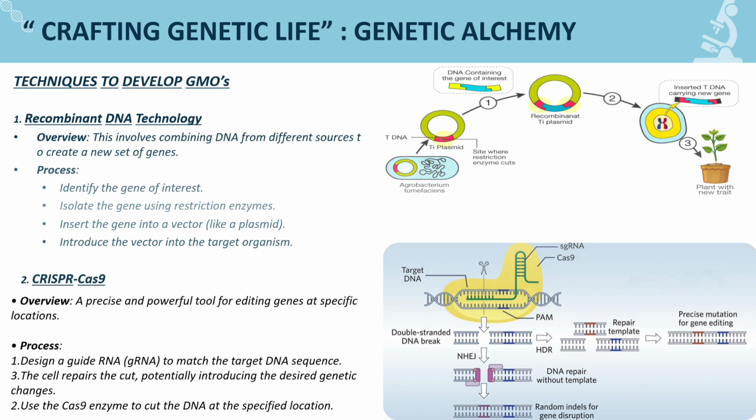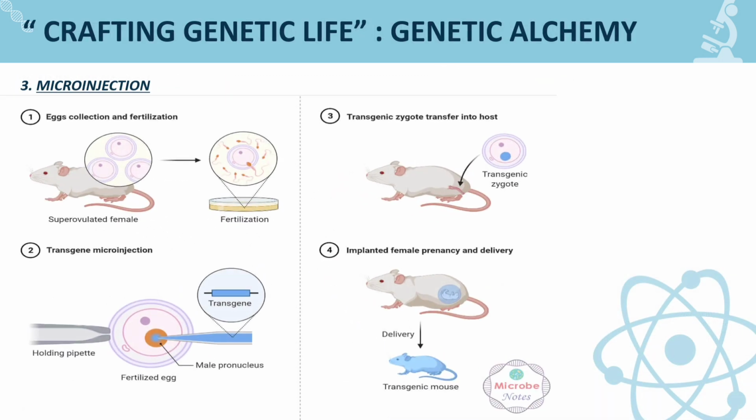The next technique is microinjection. In microinjection, we take a female egg cell and then we fertilize it. After the fertilization, the zygote will be formed, or you can say we take the fertilized egg and hold it with the holding pipette in the second step, and with the help of the microinjection needle containing the target DNA, we insert our target DNA directly into the nucleus of the fertilized egg.